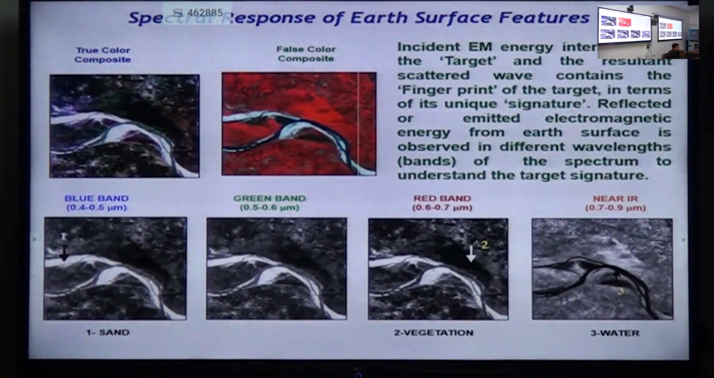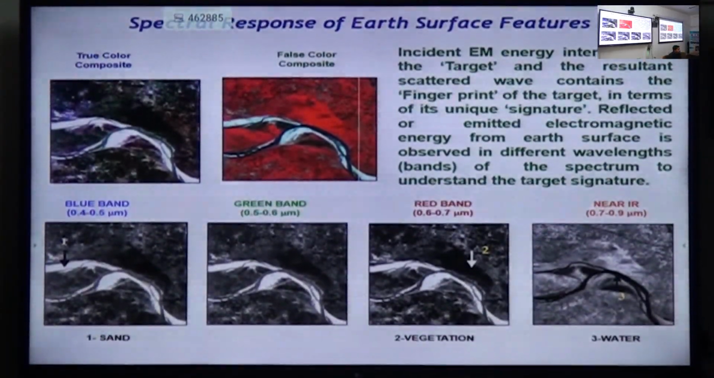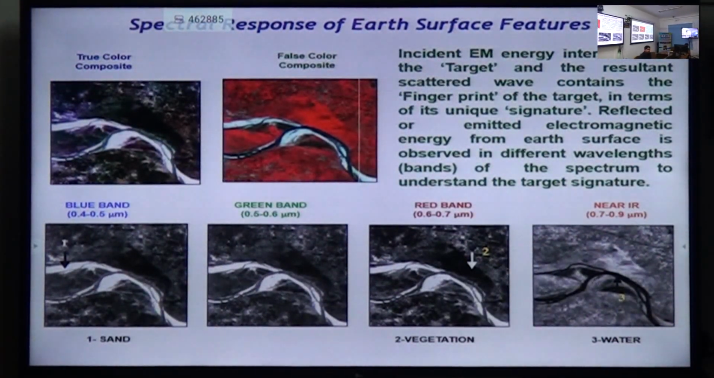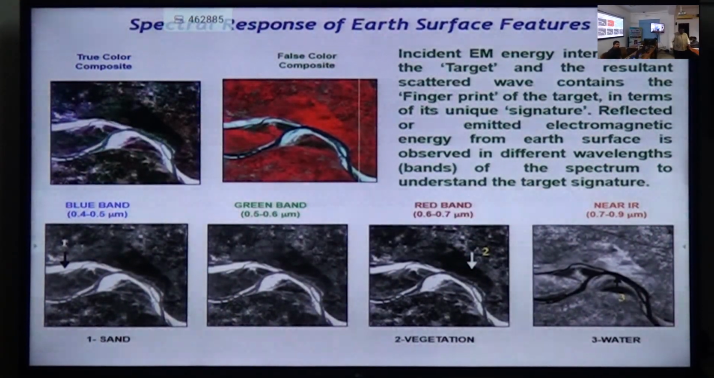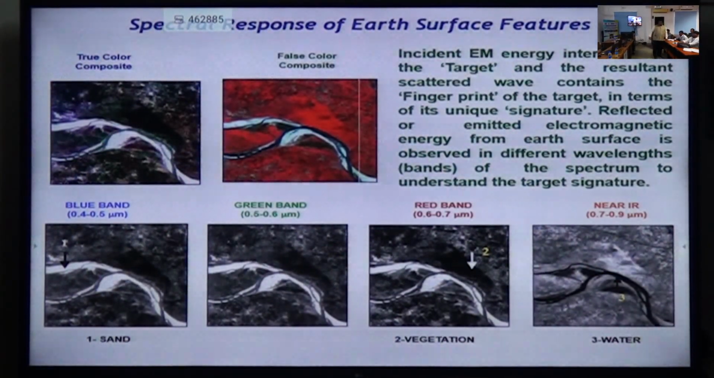In terms of its unique signature, reflected or emitted electromagnetic energy from Earth's surface is observed in different wavelengths of the spectrum to understand the target signature. So, electromagnetic energy from the sun is going to hit the various objects and interact with the target, and after that it is reflected, and it will take the fingerprint of the target in terms of its unique signature. It will have its own characteristics.